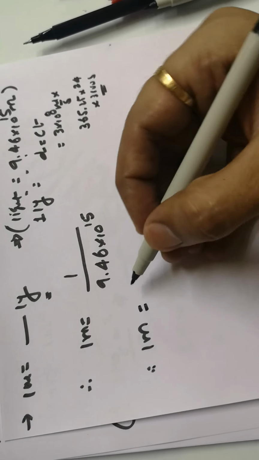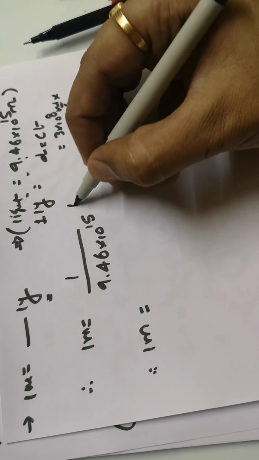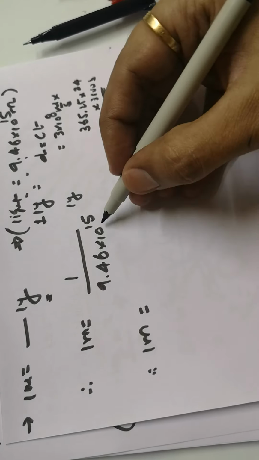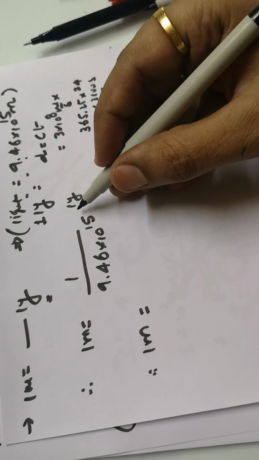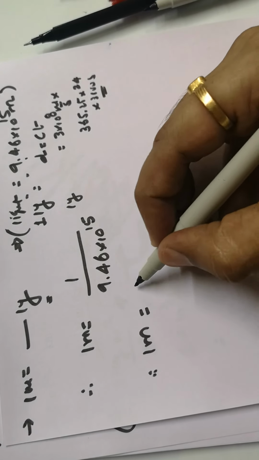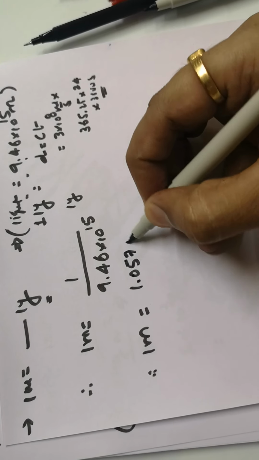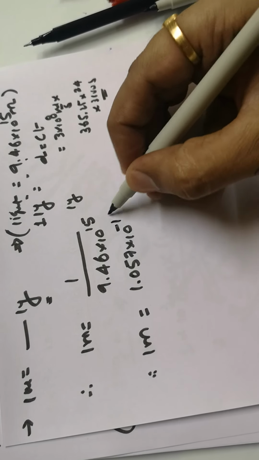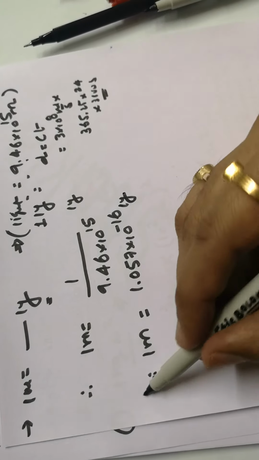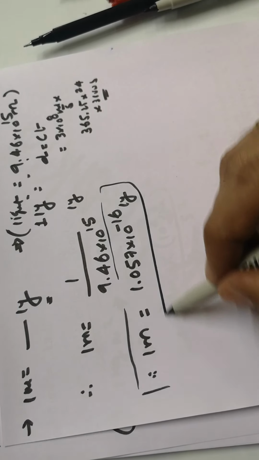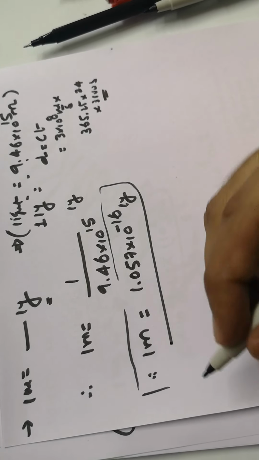So 1 meter equals this much of a light year. 10 to the power 15 goes in the numerator, and 1 upon 9.46 gives 1.057, and I am just increasing one power. So this is the distance covered in terms of a light year. So this is actually a distance.